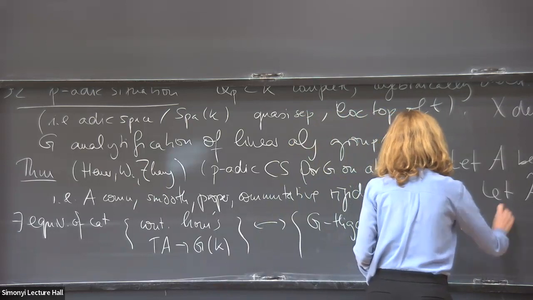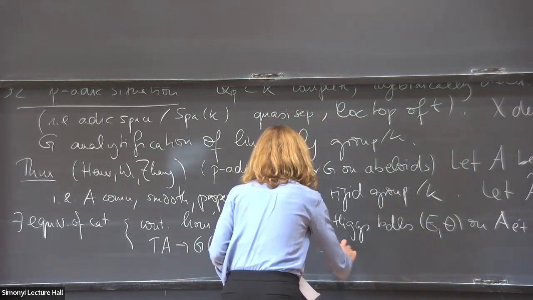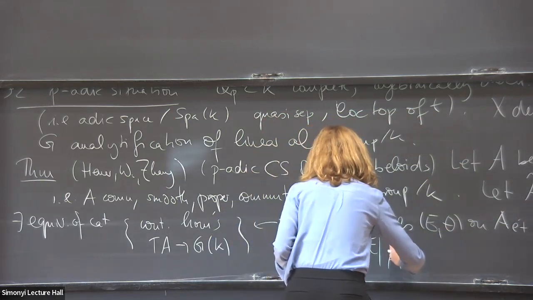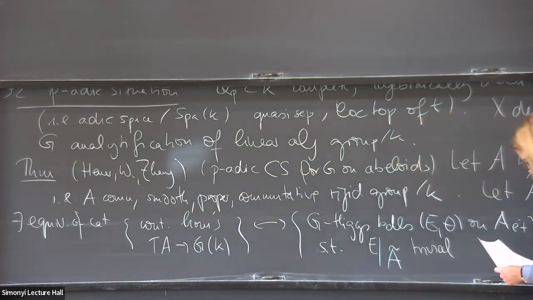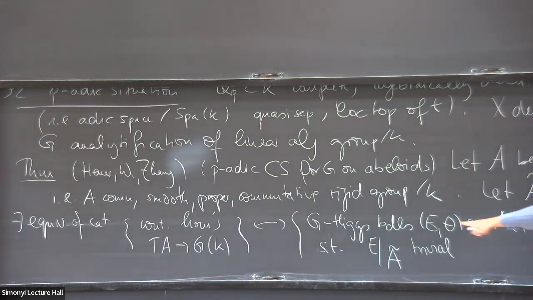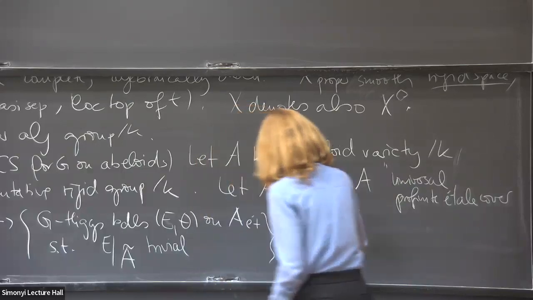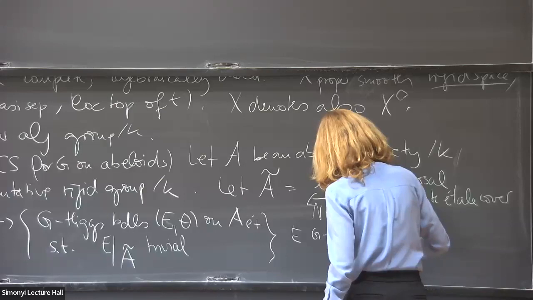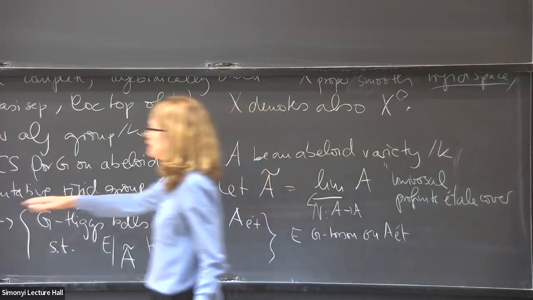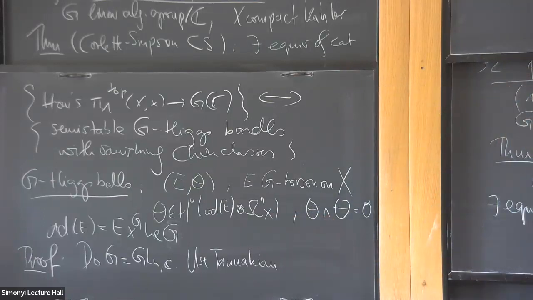This time I take the étale topology to define E, such that the torsor itself becomes trivial after pullback to the profinite étale cover. So this is a similar definition as the definition over there. E is a G-torsor for the étale topology. Theta is defined in the same way as it is defined here, same definition, but the condition is a little different.